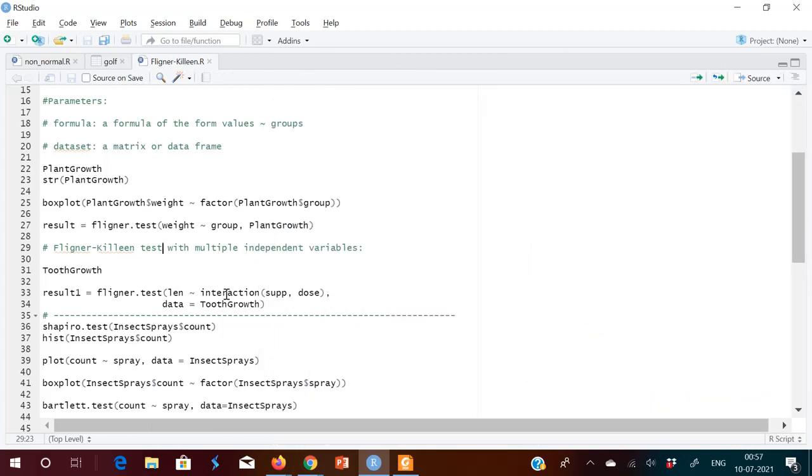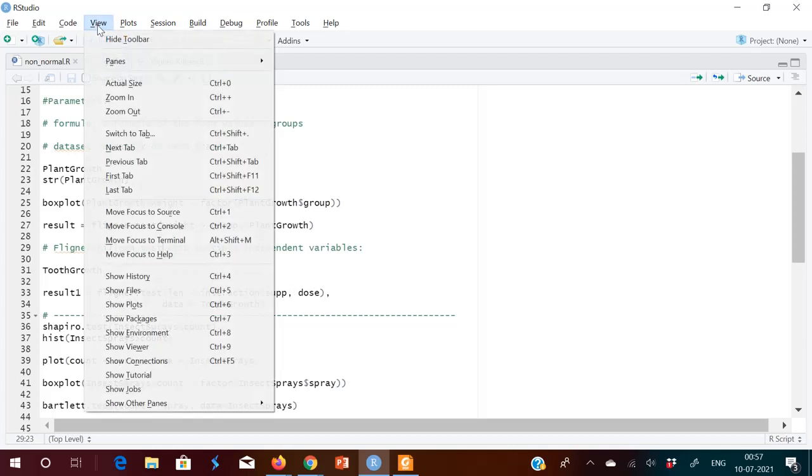You have to use the function interaction. Inside interaction you have to give the independent variables, supp comma dose, and len. That's the dependent variable; these two are independent variables. So let us see how we are going to do that.